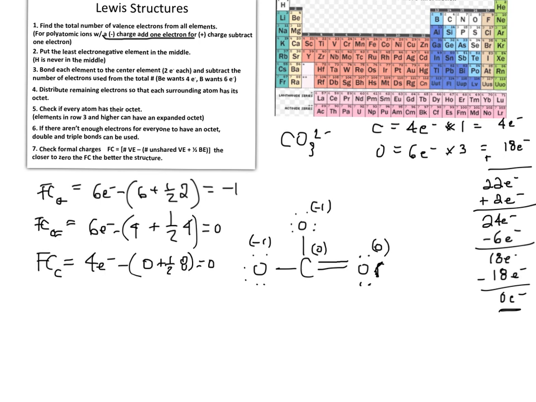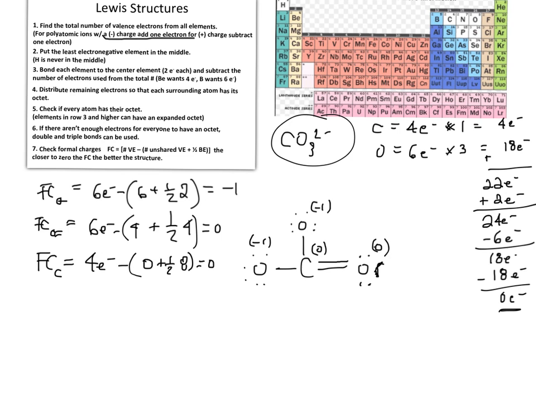The last two things that we have to do: first of all, check if our formal charges agree with the overall charge on our molecule. The overall charge on the carbonate ion is 2 minus. And if we take the sum of all of the formal charges for each of the individual atoms, we get 0 plus 0 plus -1 plus -1, that gives us a total of -2. And -2 is the original charge of the carbonate ion, so that makes sense.